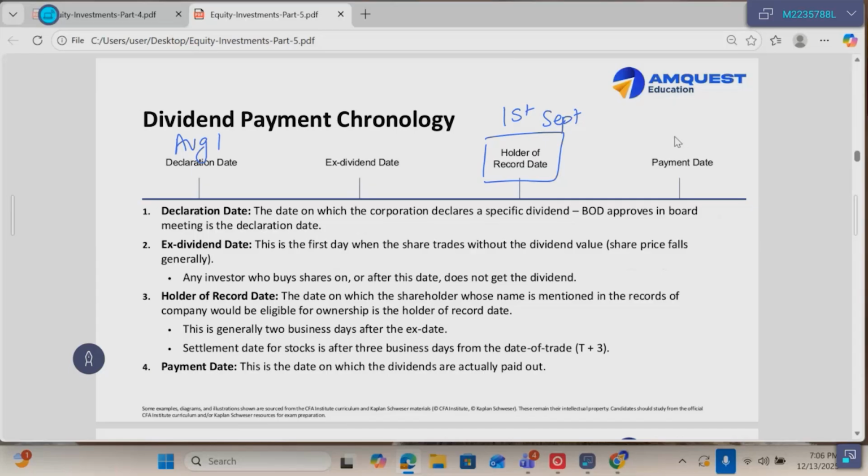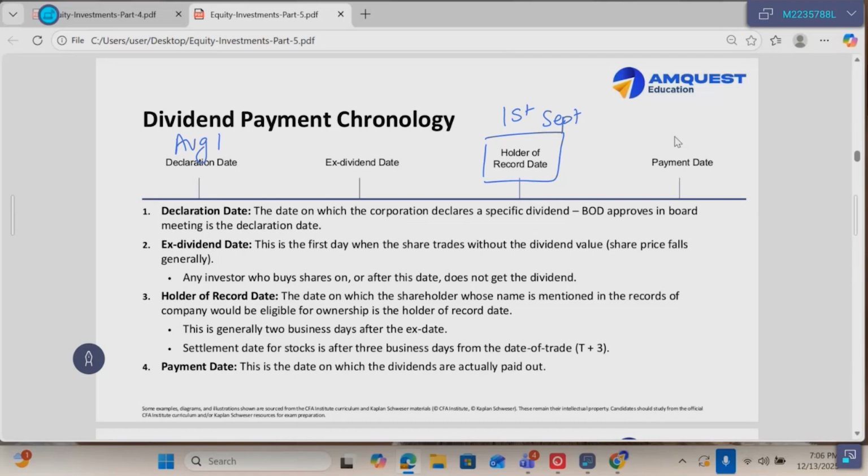So if you want your name to come in the records of the company, you will have to buy the share. If you buy the share on 1st September, your name will not be recorded on 1st September. Let's say your name is recorded on 3rd of September. We have T+2 settlement. So you are trading today, but you will get the share only the day after tomorrow.